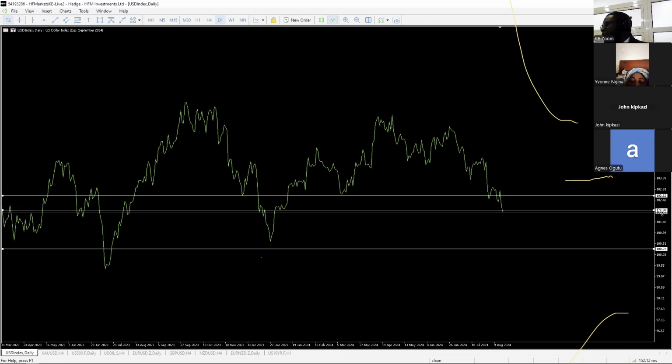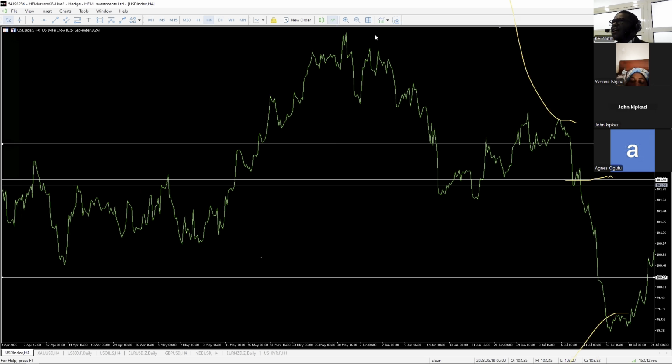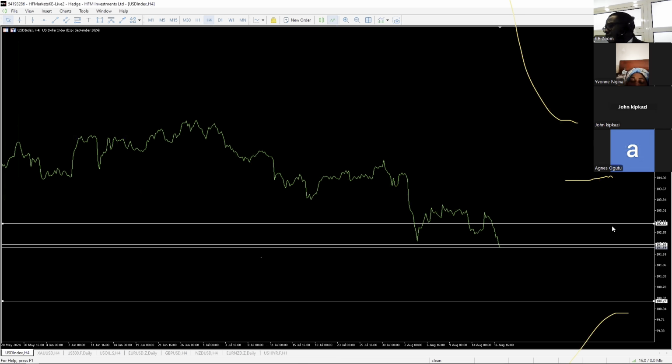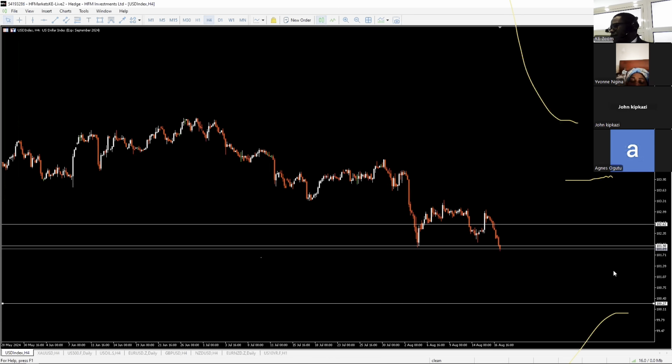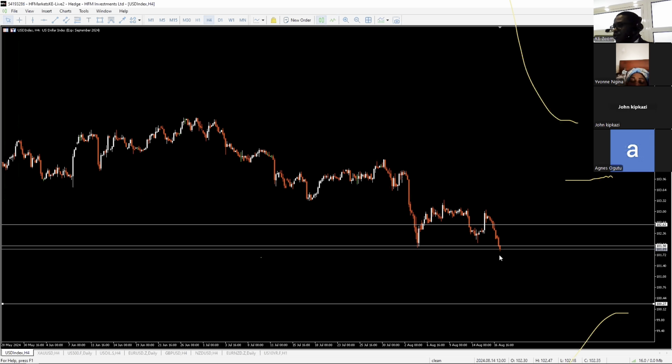Critical support has been cracked. The dollar index has cracked below that critical level of support. We'll see whether the dollar index will still have downside momentum pushing it, whether there'll still be more sellers becoming aggressive and pushing the dollar downwards, depending on how sentiment is going to unfold.